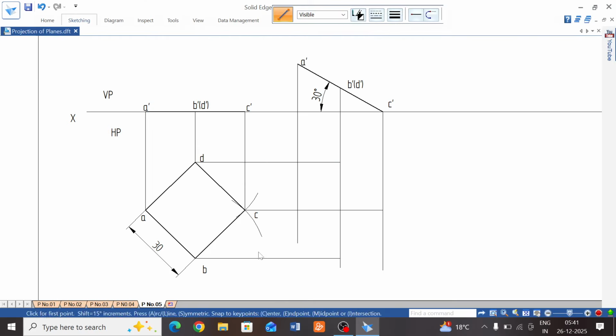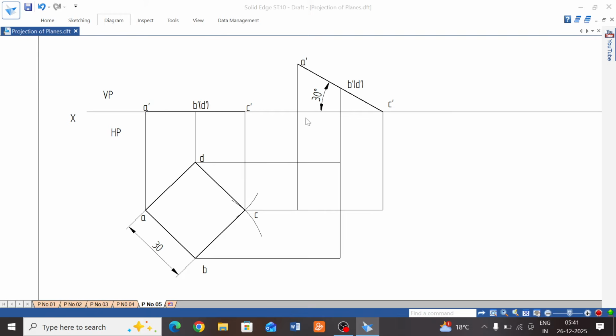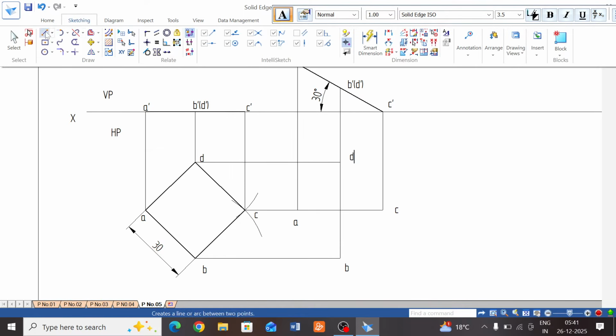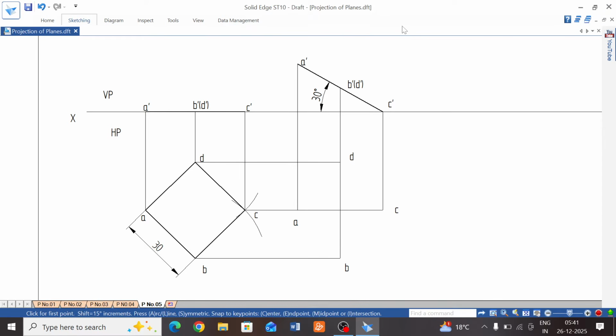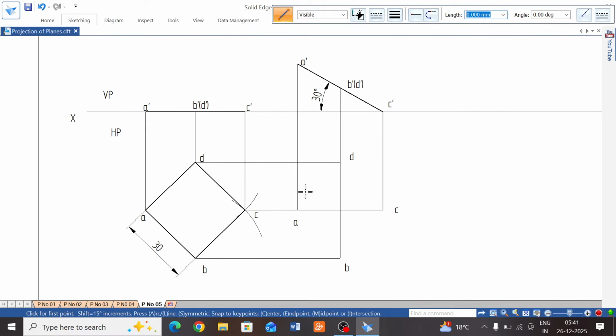Now name the points A, B, C, D in the top view. Okay, write it. This point is A, this is B, C, and D. Join A to B, B to C, C to D, D to A. We have to show it by thick line. Draw thick line for the apparent lamina.